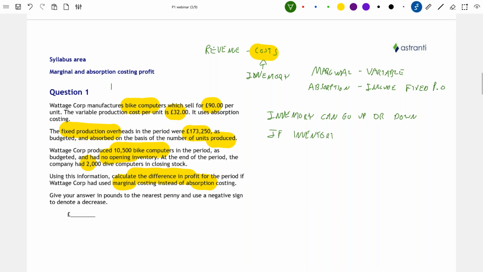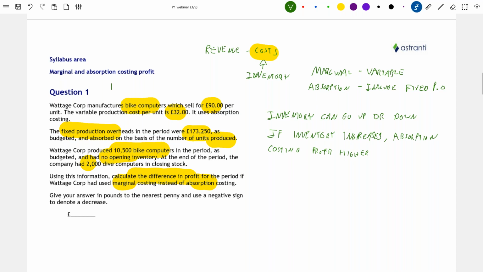then the absorption costing profit will be higher. So that's the first main rule for you to remember from this question.